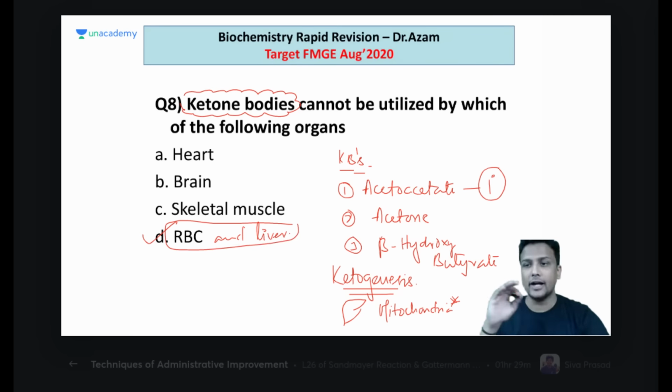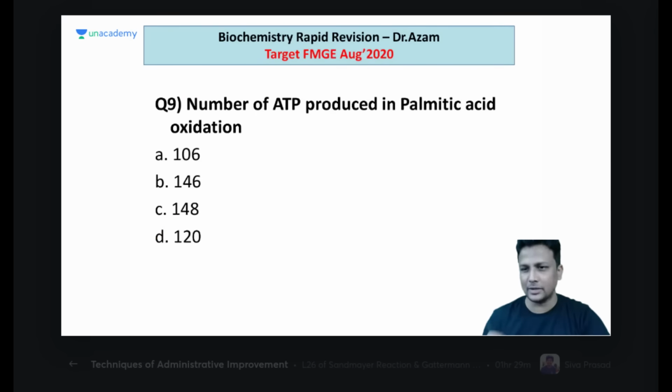So everything regarding ketone bodies, done, sir. Do you understand? So remember the names of the ketone bodies. Where is the ketogenesis taking place? Liver. And then remember the mitochondria. And remember it is not going to be utilized in the RBC and the liver, guys. Done. Now the next concept, guys.